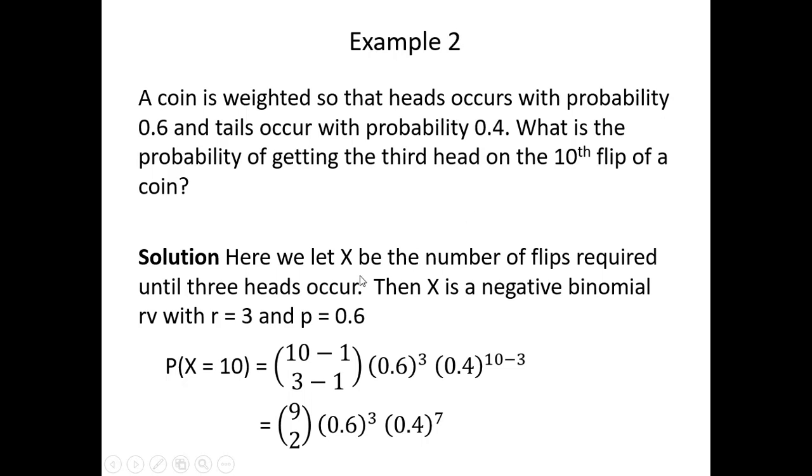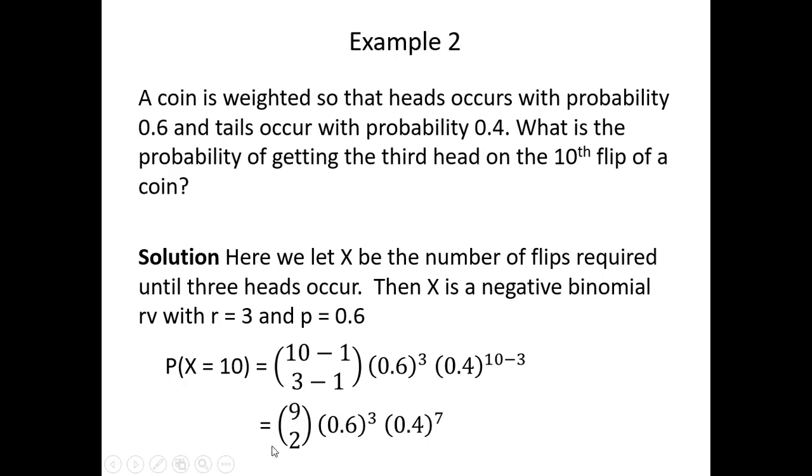Okay, so if we let x be the number of flips required until 3 heads occurs, then x is a negative binomial random variable. And here we would say r is 3 and p is 0.6. So we have a nice PMF that we could use. Here the probability x is 10. We get 10 minus 1, choose 3 minus 1, which simplifies to 9 choose 2, times 0.6 to the 3rd, 0.4 to the 10 minus 3.